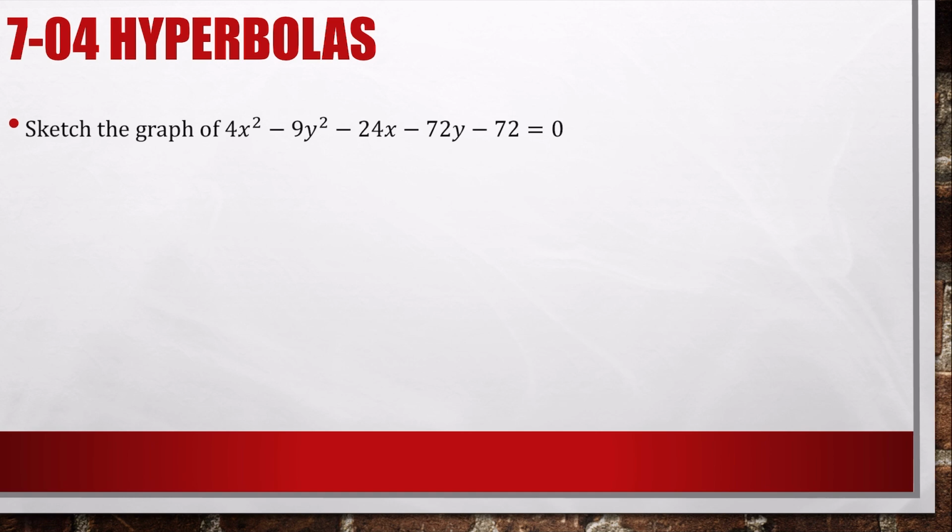Sketch the graph of this hyperbola. How do I know it's a hyperbola? Because we're subtracting. But it looks like we're going to have to complete the square in both the x and the y. So collect the x's together. Collect the y's together. And let's move the 72 to the other side.